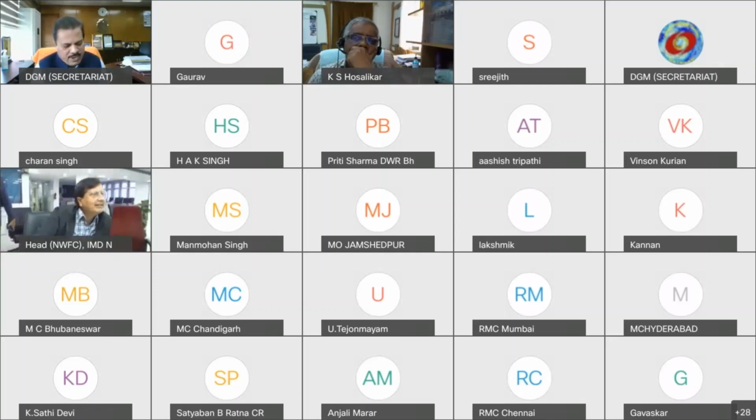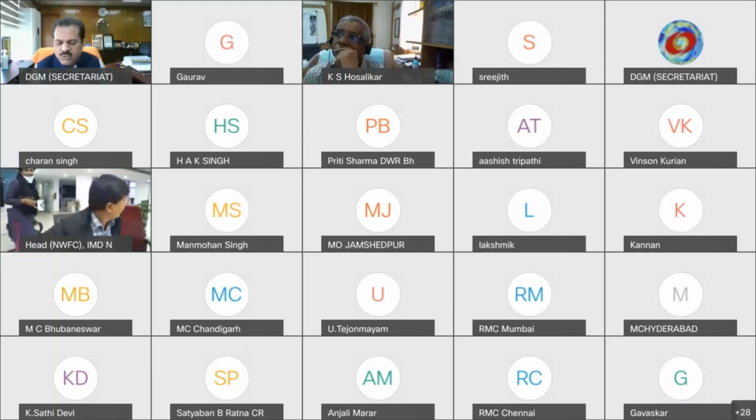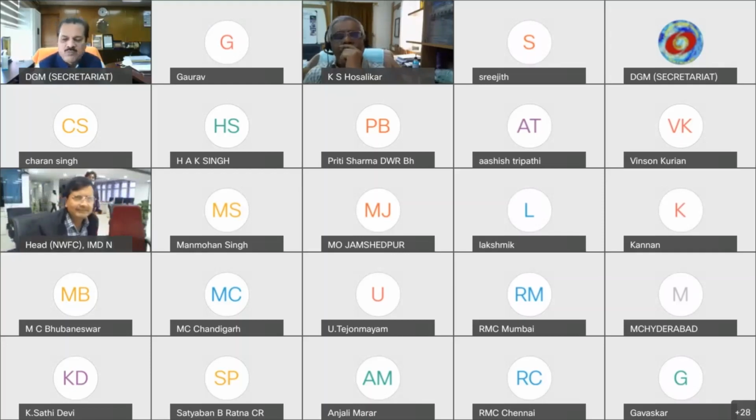That there could be some influence of the western disturbances in the northern plains, but those western disturbances may not be so frequent and so intense. Because if you look at the rainfall forecast what we issued, that indicates the rainfall is expected to be below normal for entire northwest India. That means western disturbance will not be so active over northwest India in the period March to May.